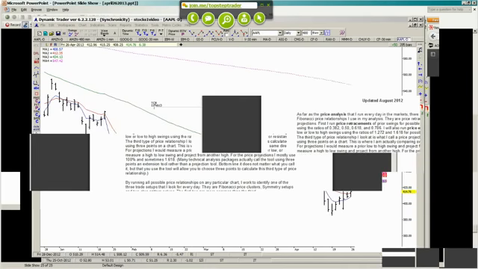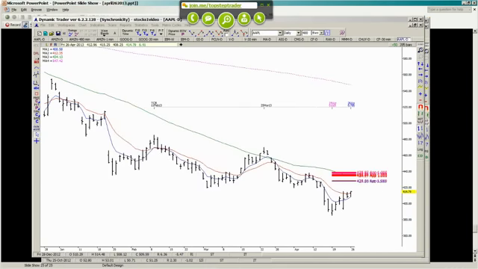Next question. Oh, we got another question from Sheila here. Sheila says, are you using the Elliott wave principle to define highs and lows or zigzags?